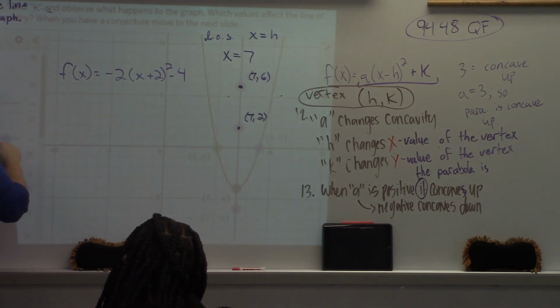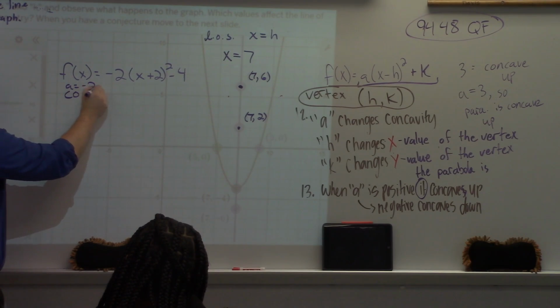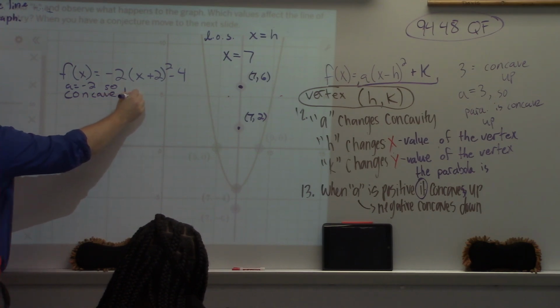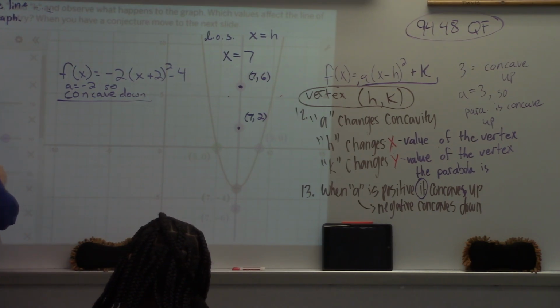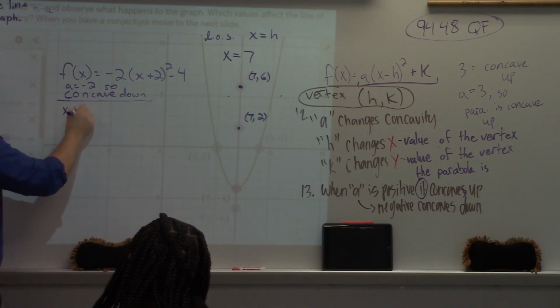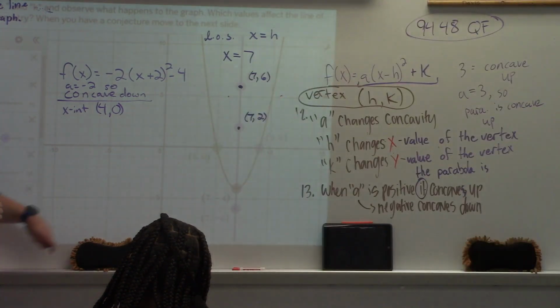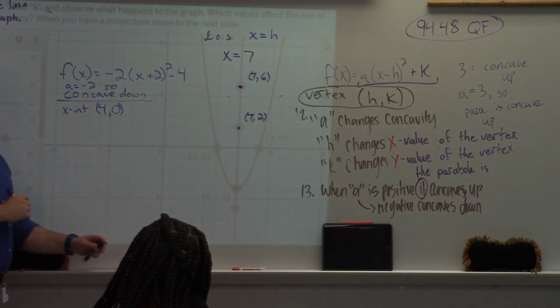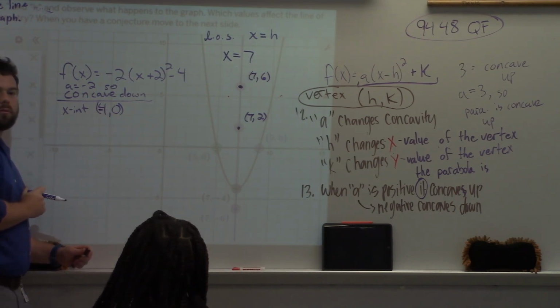With that in mind, we should be able to look at this. What would be my concavity for this parabola? Remember, a is -2, so the parabola is concave down. What else do I know about this parabola? The x-intercept is 4, so 4 and 0. What do y'all think? Anybody want to push back on that? -4 and 0?